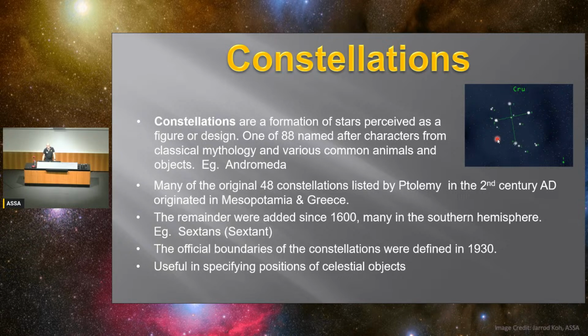This is when the European explorers started to sail south, and they catalogued a lot of the southern skies, and they named a lot of the southern constellations after nautical objects, like the sextant for Sextans, things like that, or animals. And the official boundaries of the constellations were defined in 1930. And constellations are useful for specifying the positions of celestial objects.